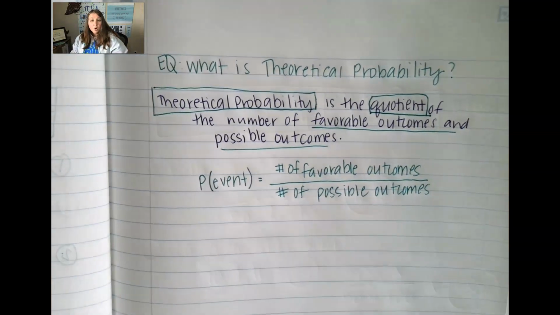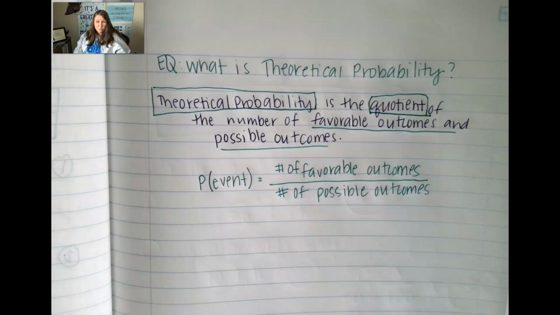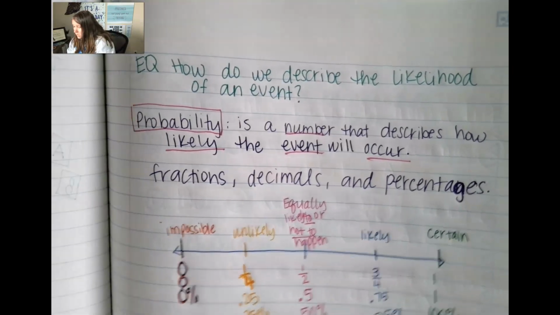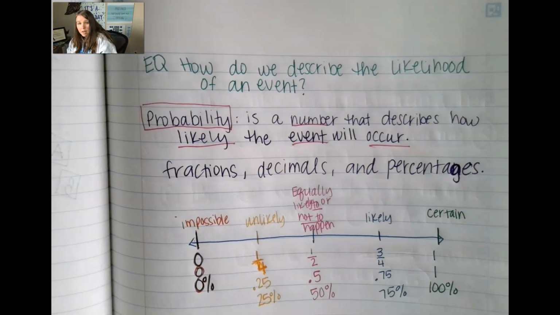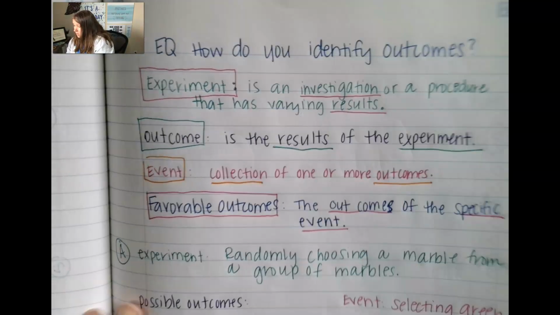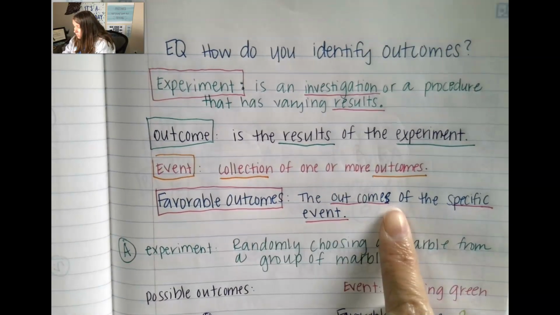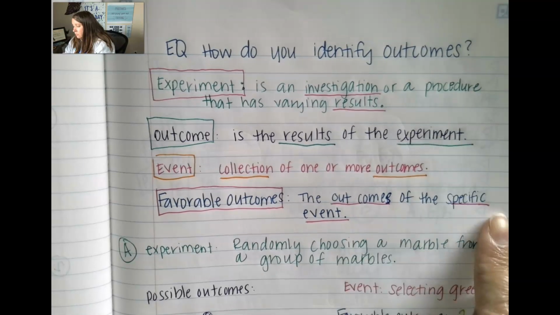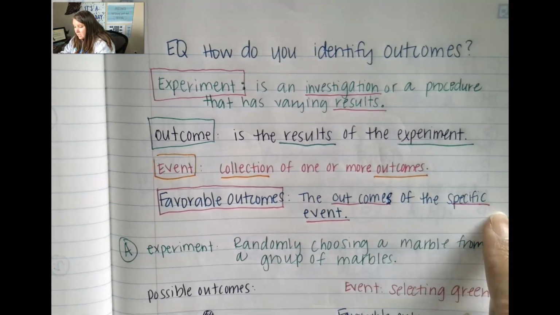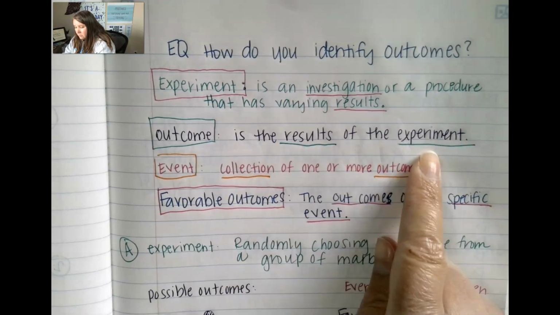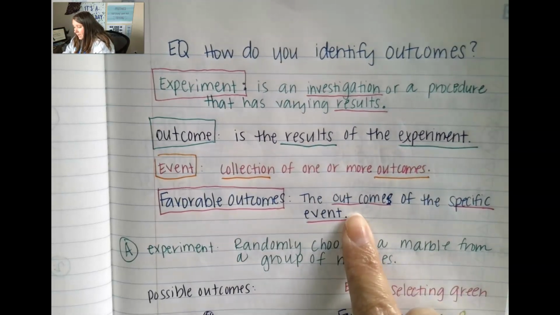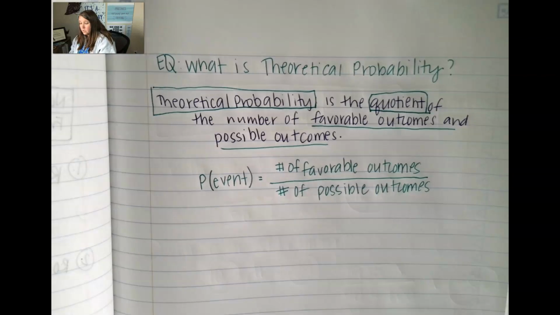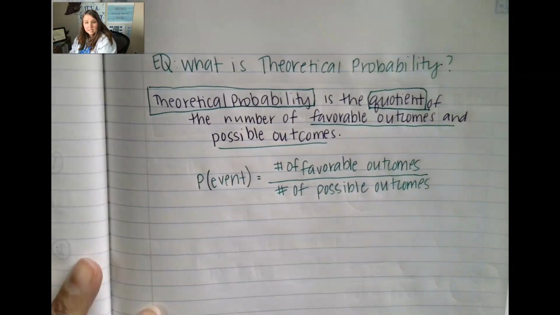All right, so we're going to go ahead and remind ourselves what are favorable outcomes. So let's look back in our notes to favorable outcomes. Favorable outcomes are the outcomes of the specific event. So whatever the outcomes could be for the specific event. And we know an outcome is the result of the experiment. So we're looking at the results of an experiment for the specific event. So we're going to combine those two things together.